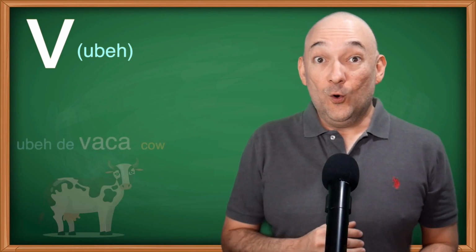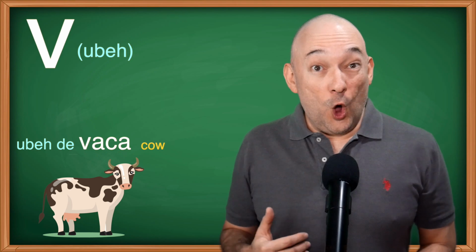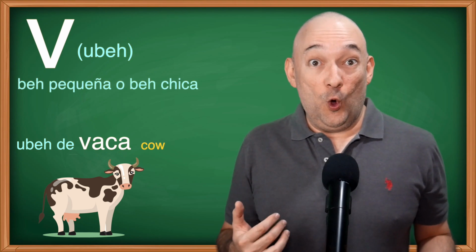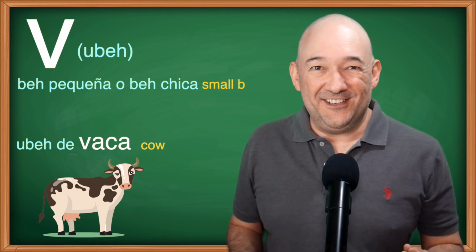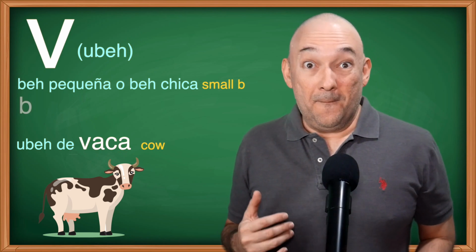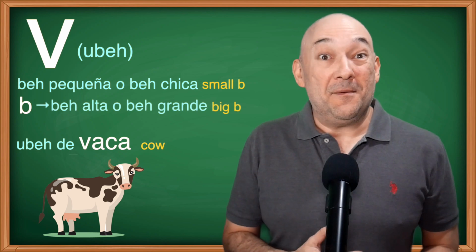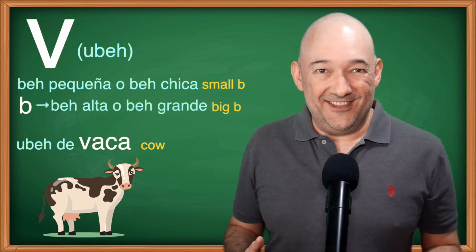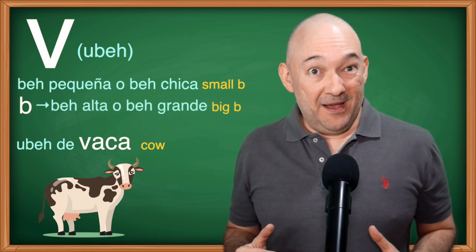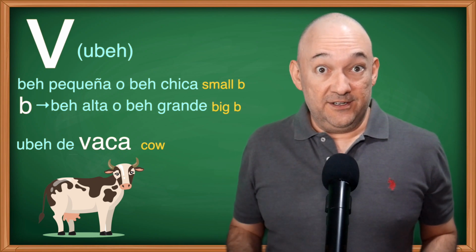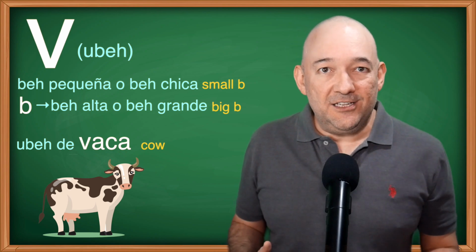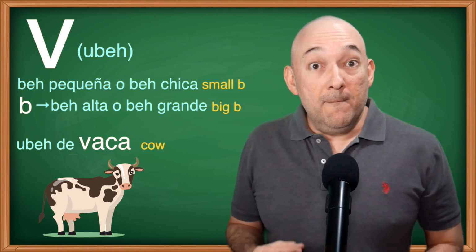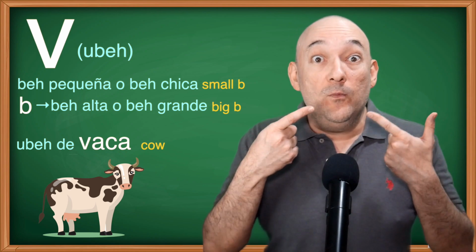V. V de vaca. This letter is also called B pequeña or B chica. That means small b in Spanish. Therefore, the letter B is also known as B alta or B grande. And something to keep in mind is that these two letters, the B and the V, have the same sound in Spanish. Both letters must be pronounced using both lips.